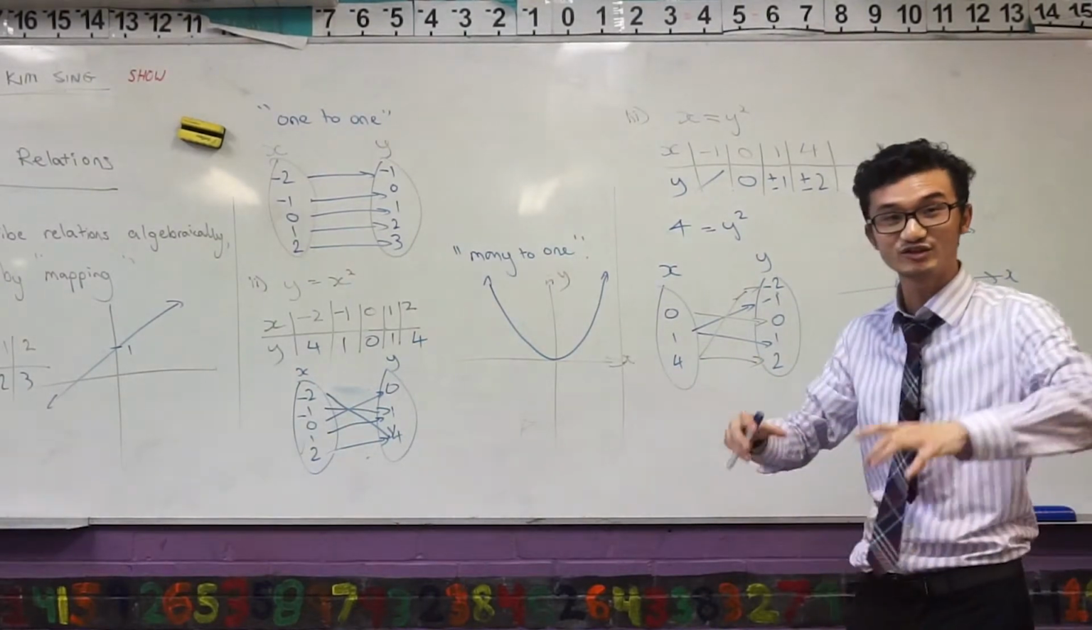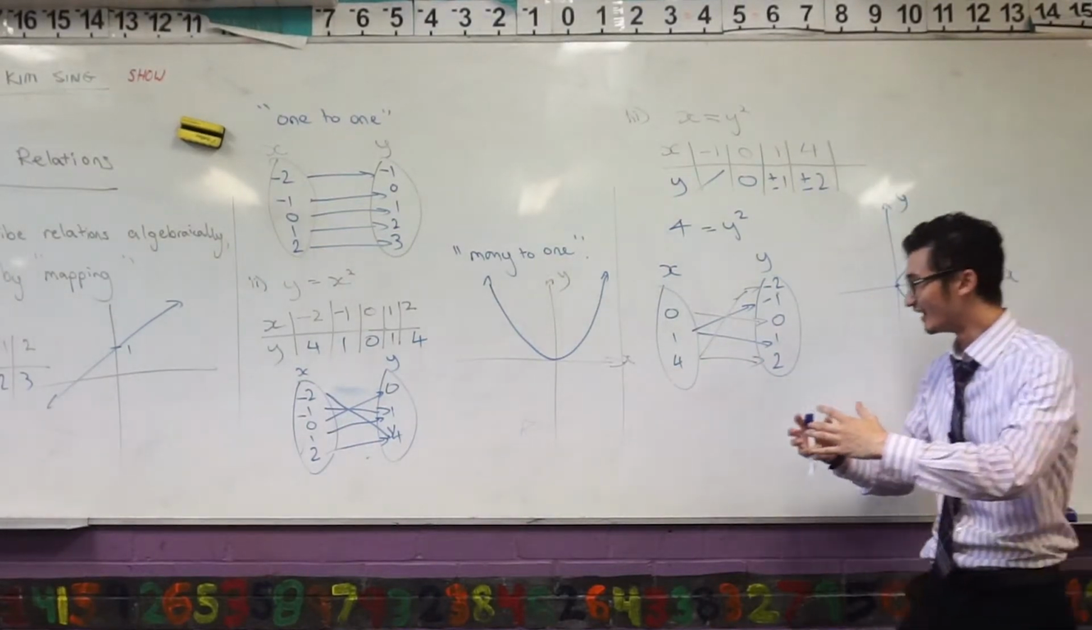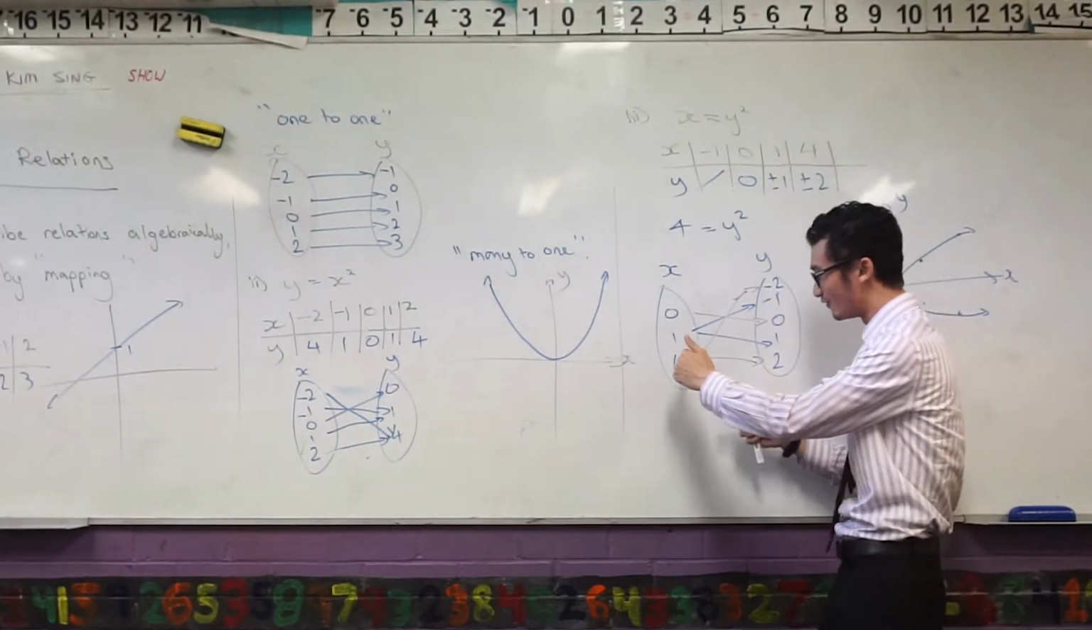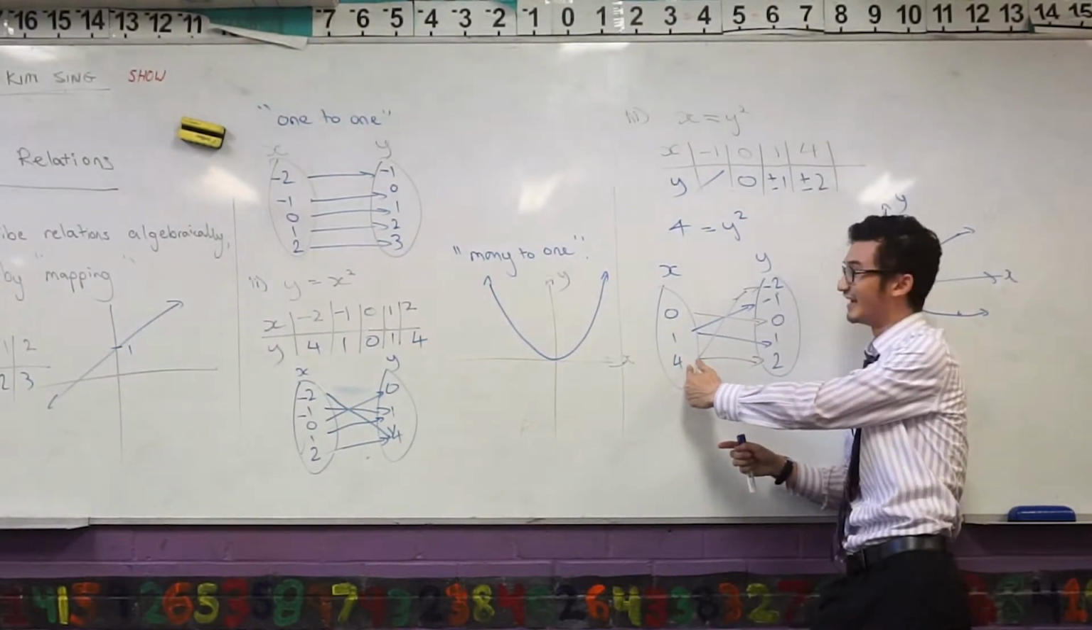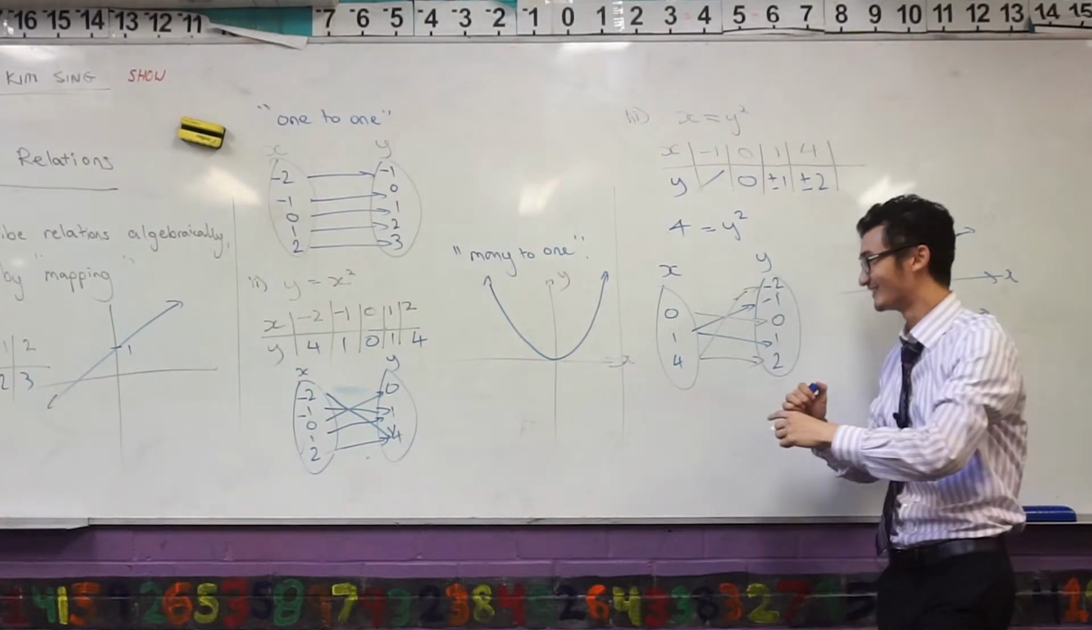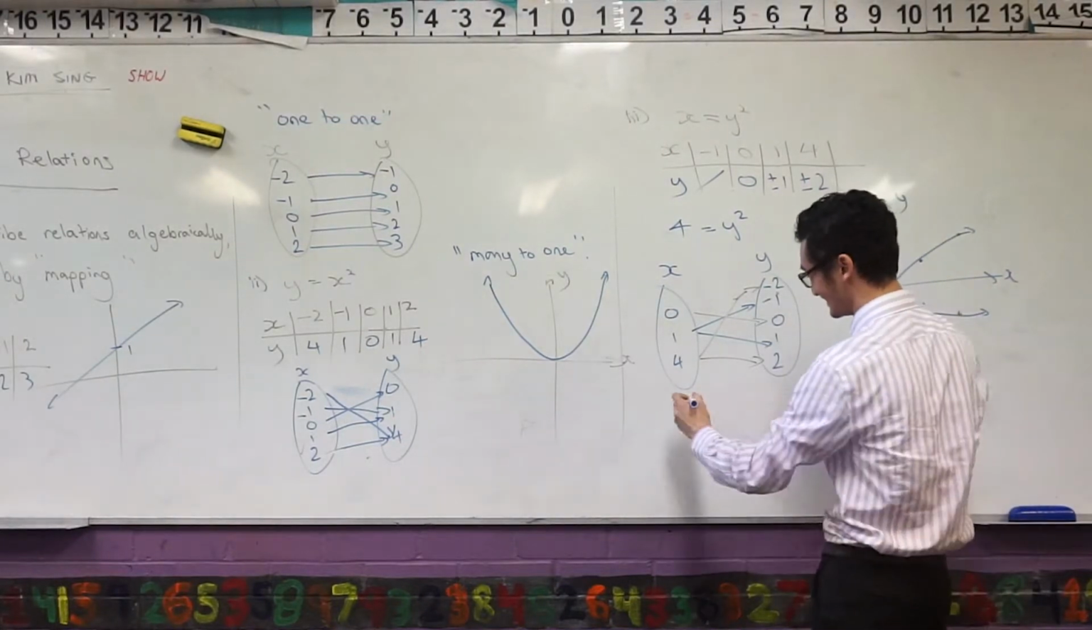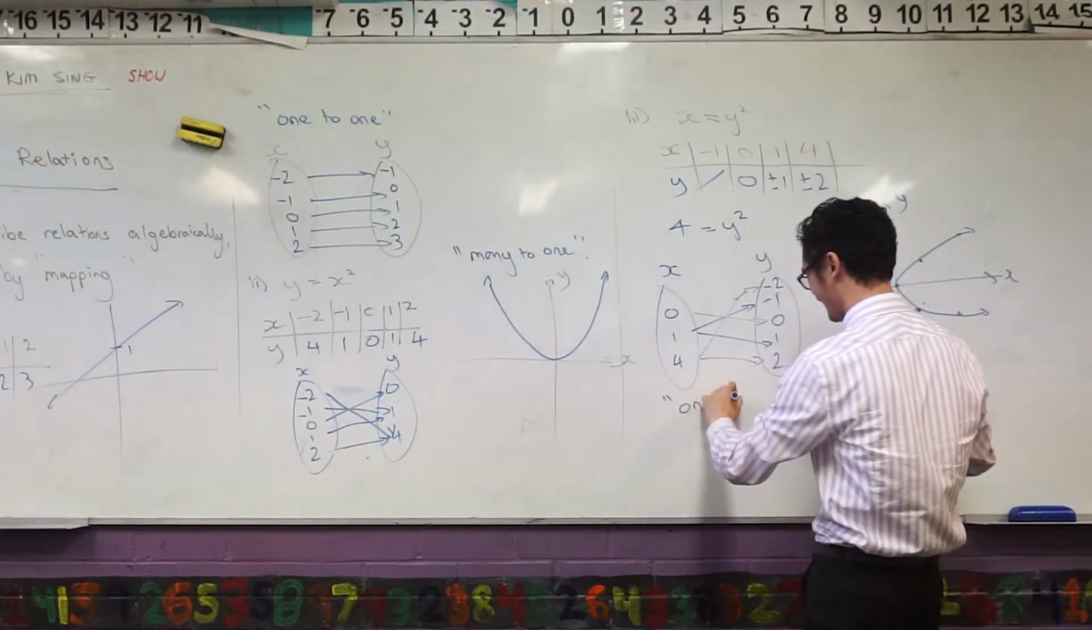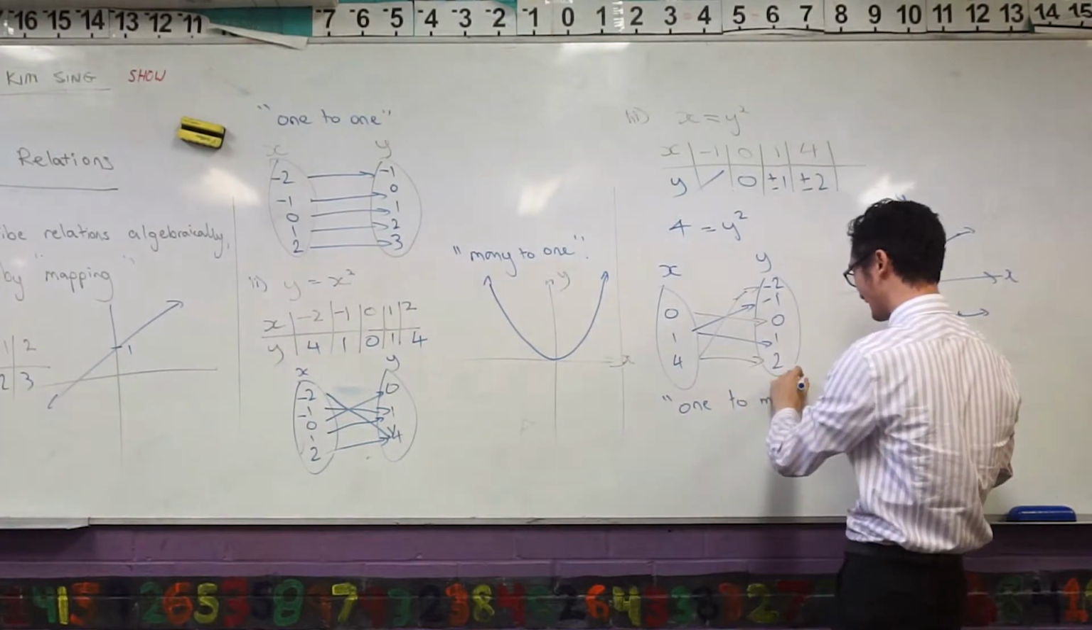So again, the names are trying to be quite intuitive here. It's saying, I have 1 x value, and it's going to many y values, so we call it 1 to many. There we go. 1 to many.